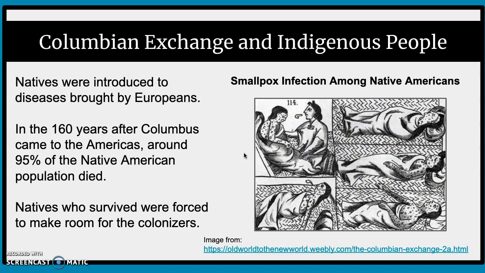Columbian Exchange and indigenous people. Natives were introduced to diseases brought by Europeans. In the 160 years after Columbus came to the Americas, around 95% of the Native American population died. Natives who survived were forced to make room for colonizers.